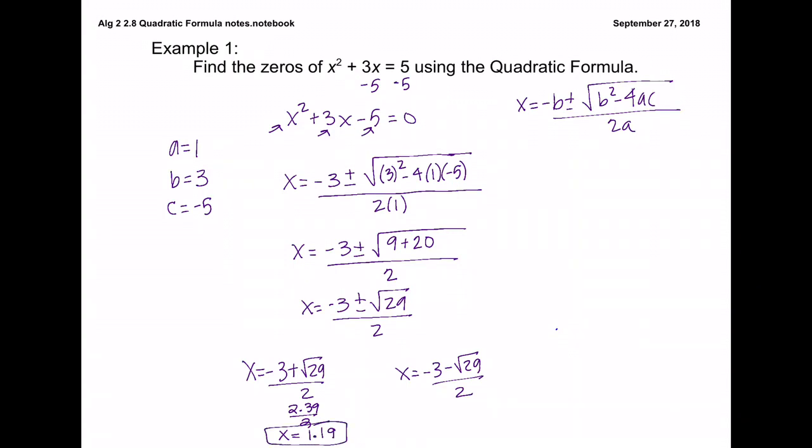And when you plug in negative 3 minus the square root of 29 divided by 2, you get negative 4.19 for our two real solutions.